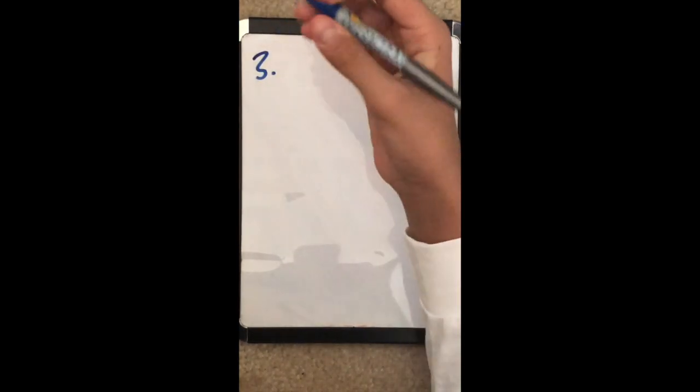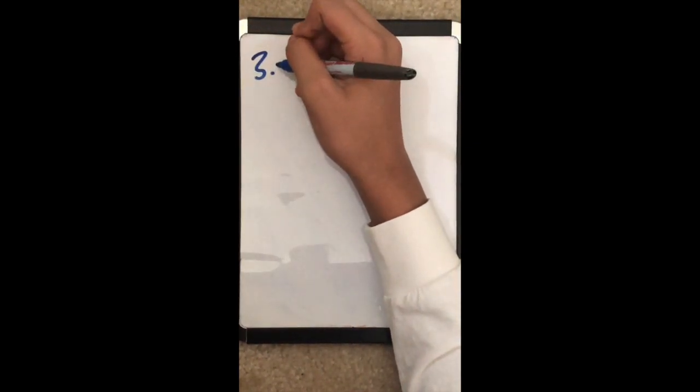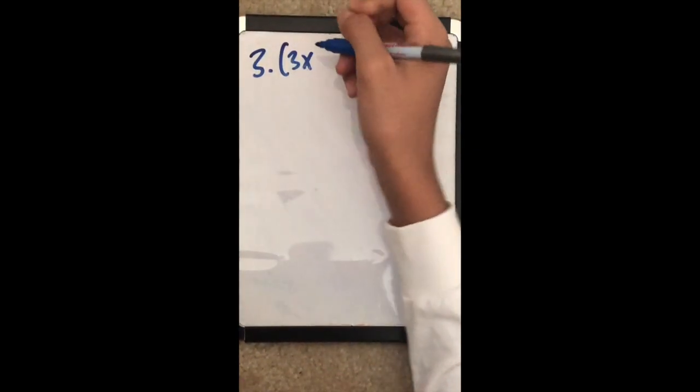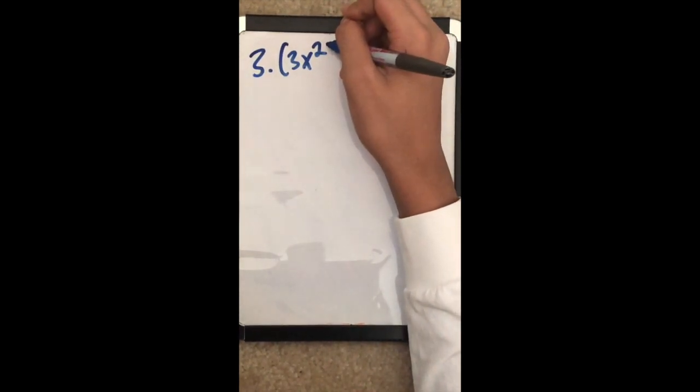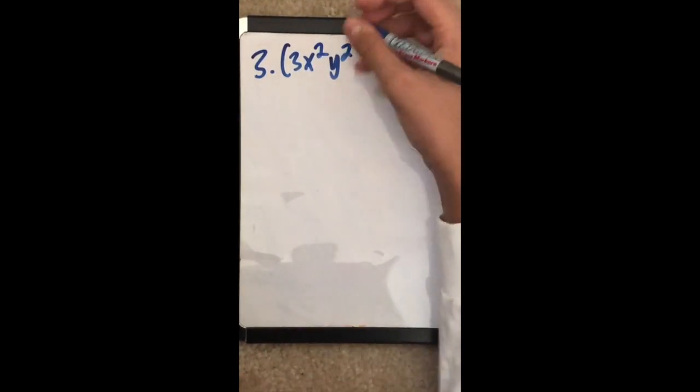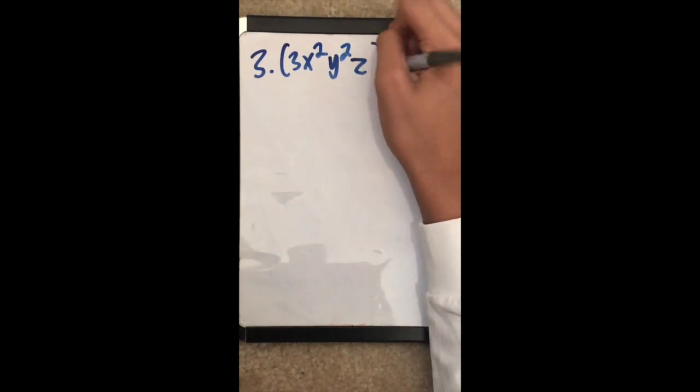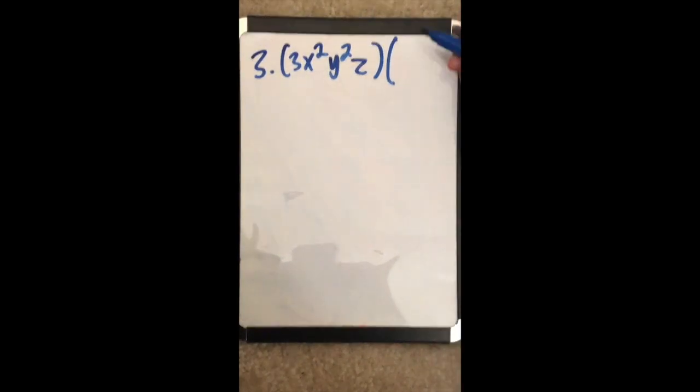So now guys, since we did 2 questions, I want to do one last question. This question is going to be pretty scary. When you look at it, it looks really big, I'm not going to lie. But it's not that big. The question is (3x squared y squared z)(2x squared y squared z cubed).